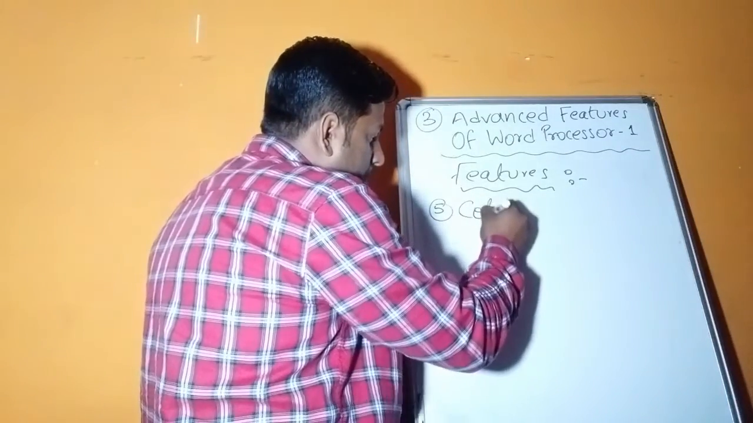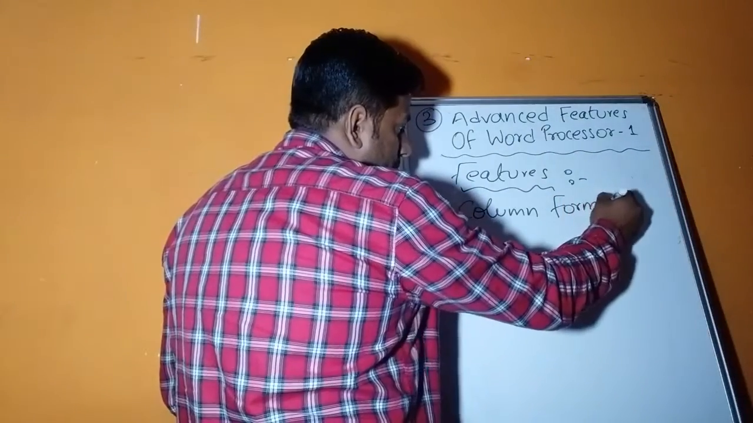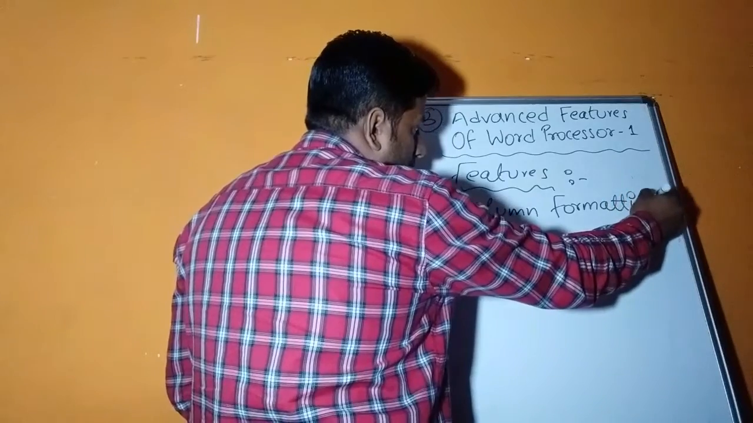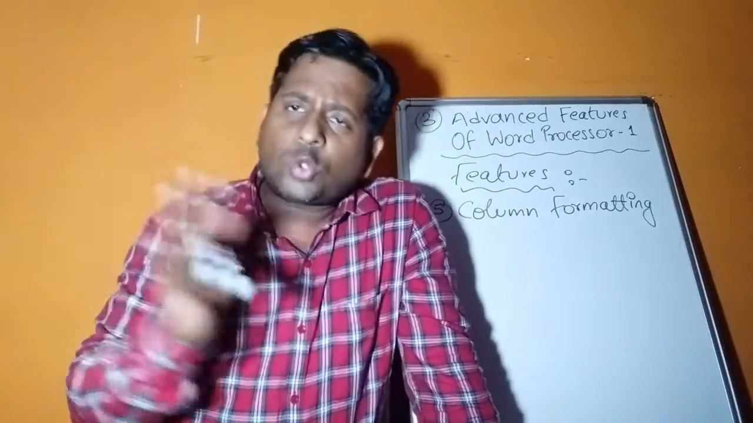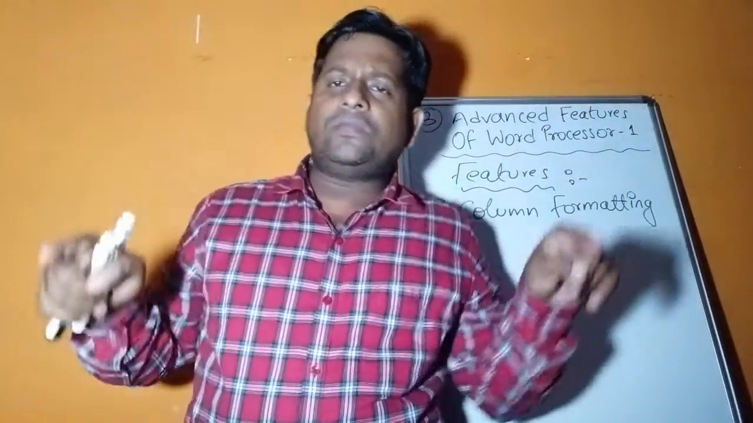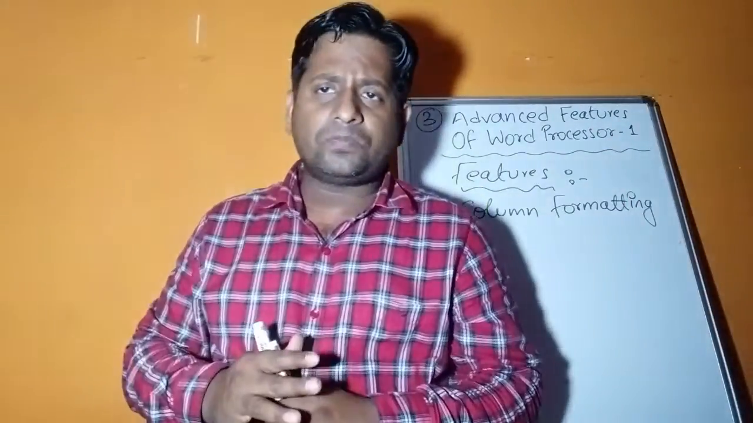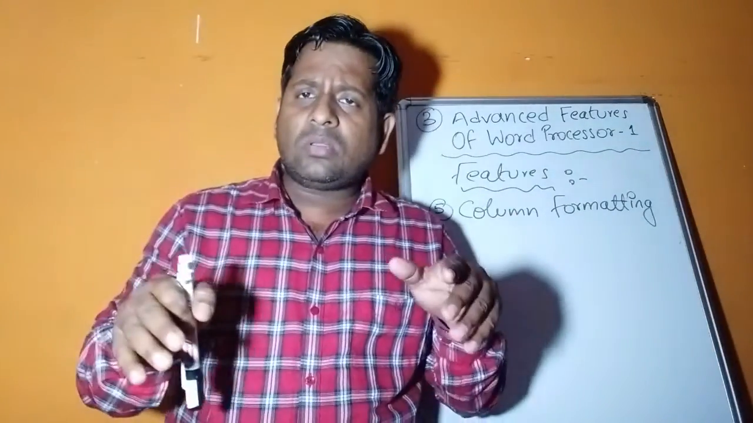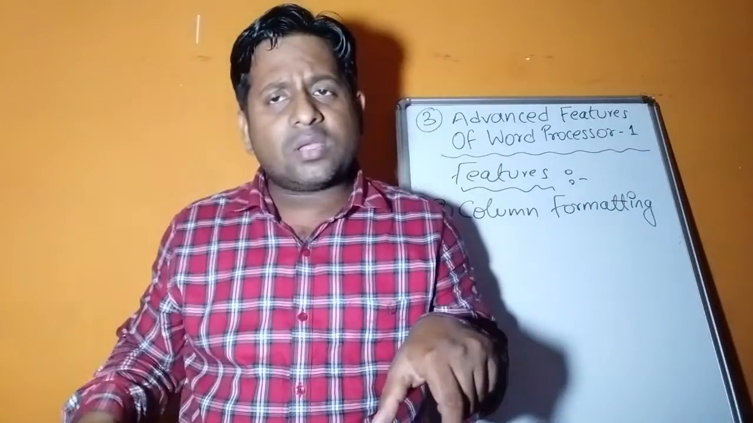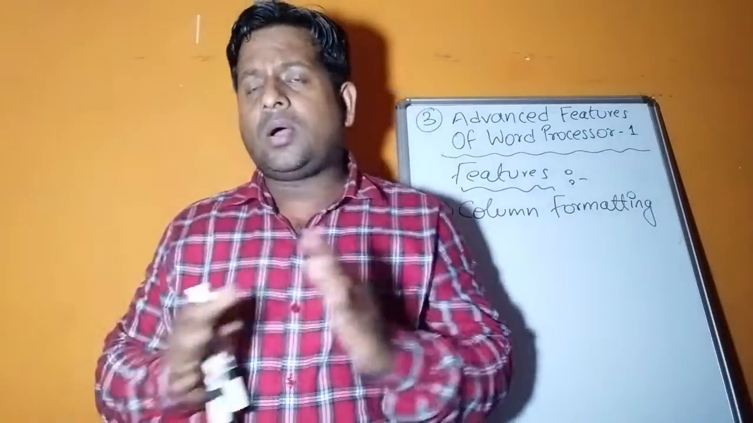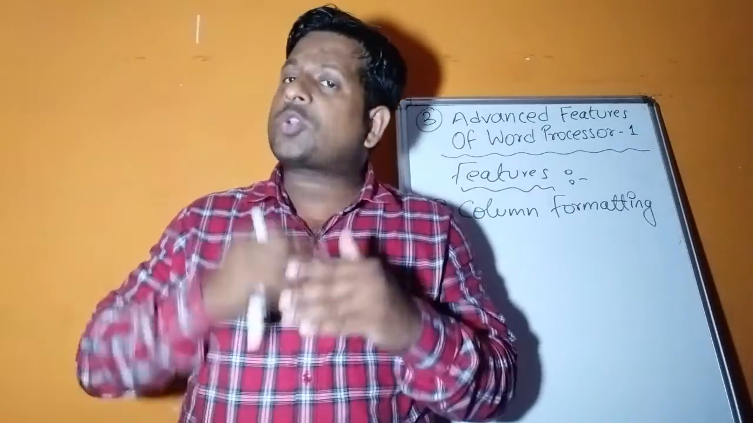The fifth feature is column formatting. Children, what exactly is column formatting? Have you ever gone through a newspaper? You'll find a single big page, but it has multiple columns. The text is divided into multiple columns. On a single page you can write at the left side, at the center, and at the right side. That means you can divide the interface of the page into three different parts. That is known as column formatting.